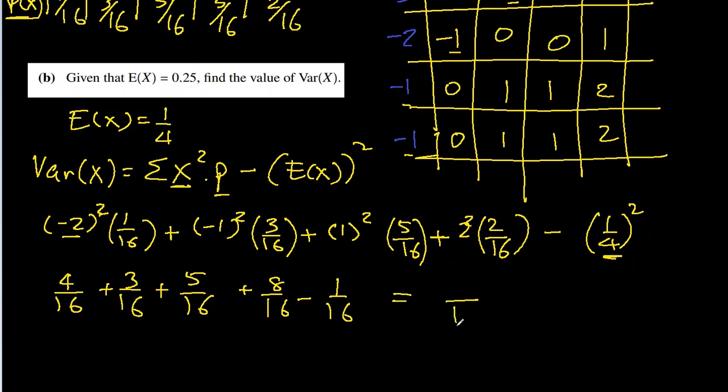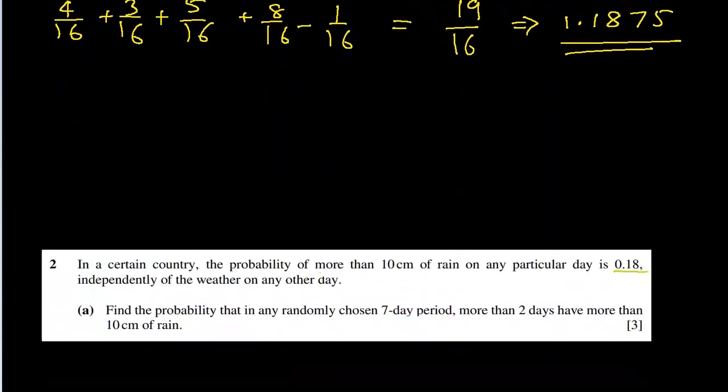And since all of them have 16, we can easily deal with the numerators only. 4 plus 3 is 7, plus 5 is 12, plus 8 is 20, minus 1 is 19 over 16. This is the variance. If you want to convert it to decimal, you can, which is 1.1875. That's the variance. Let's move on to the next question.